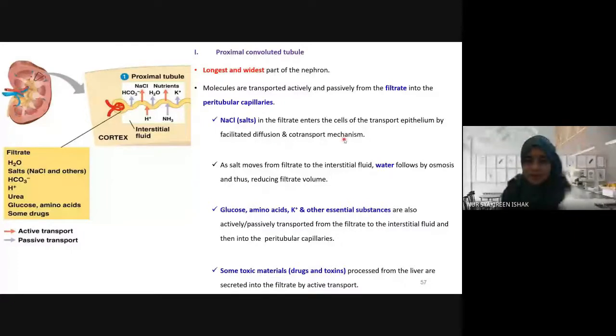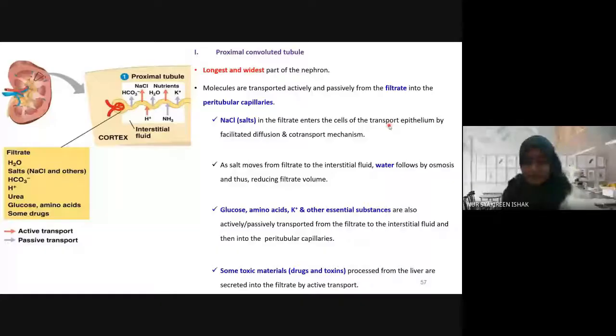If you look at this term, tolong highlight kan, transport epithelium ni. What is transport epithelium? Transport epithelium dia adalah nama sel, okay, it is the name of the cell that makes up the wall of the tubules. Sepanjang-panjang proximal tubule, loop of Henle, kan, distal tubule and also collecting ducts, sel yang menjadikan tubule ni, dia terdiri daripada sel yang kita namakan dia sebagai transport epithelium.